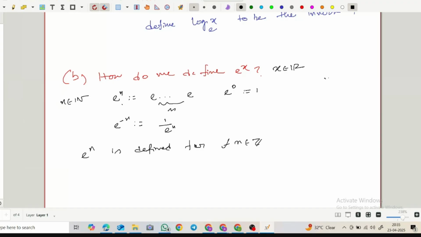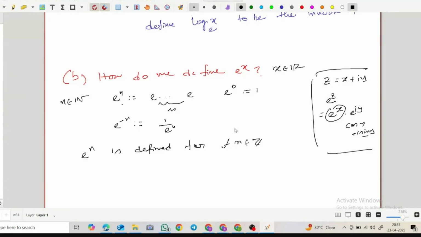Because see, when you take e to the power z, you know how to define it, right? You can just define it like e to the power x into e to the power iy, where e to the power iy is cos y plus i sin y. The trick is to define this part, not this part. So tell me, how can we define it?